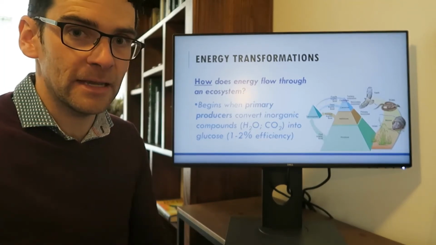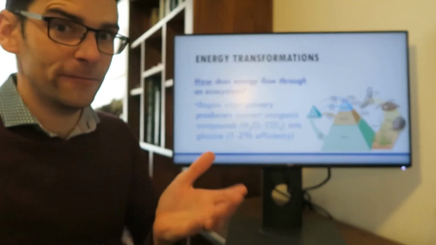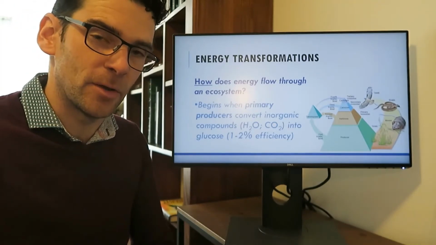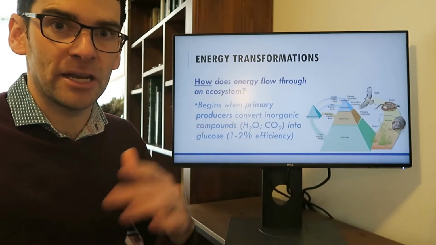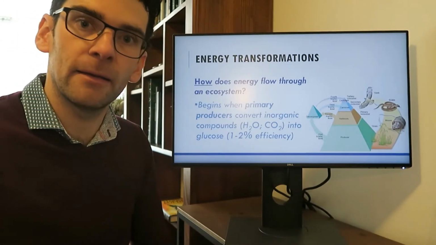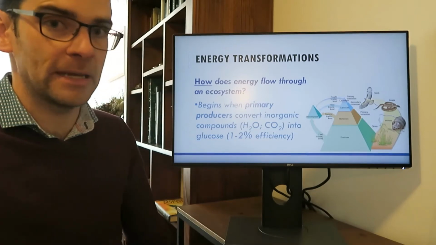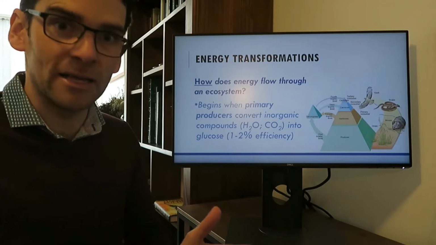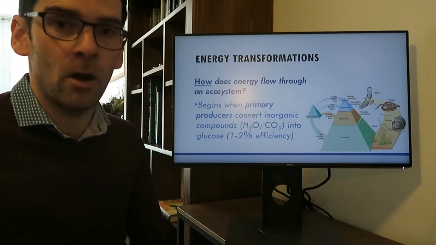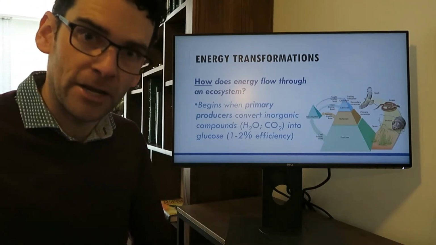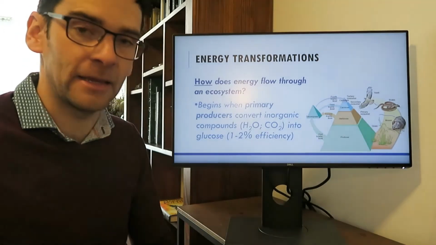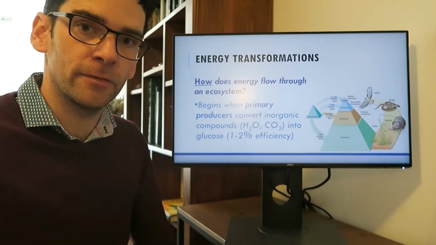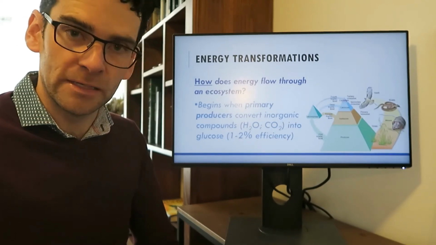The important thing at this stage is to realize that this process is very inefficient in terms of how much energy is out there and how much energy gets converted into chemical energy. So for example, at the beginning stage, the primary producers are only able to utilize 1 to 2% of all that solar radiation and convert it into chemical energy. But even saying that, it's still enough to sustain the world's ecosystems.